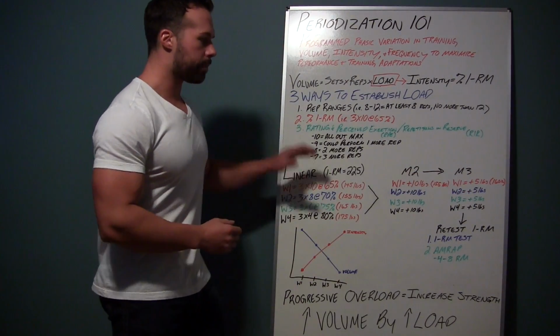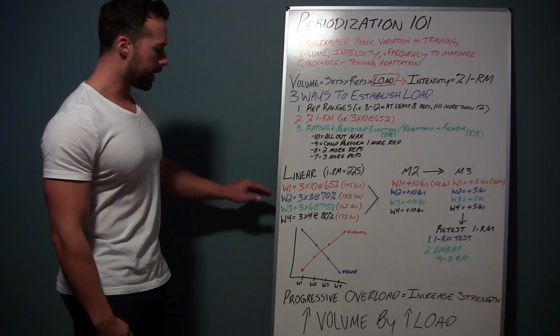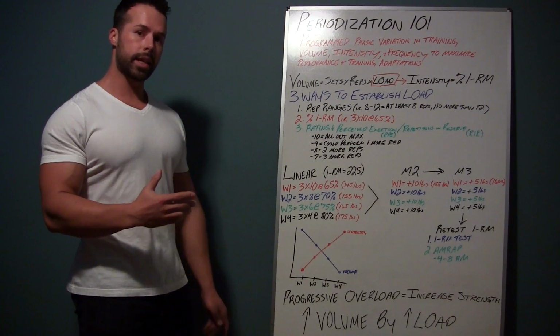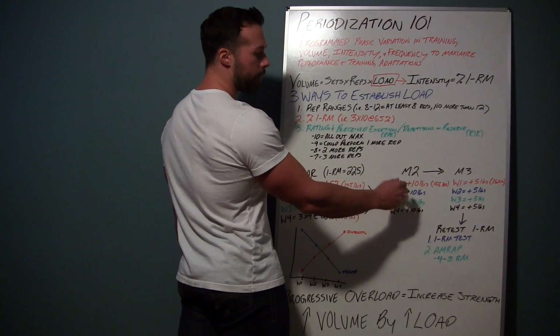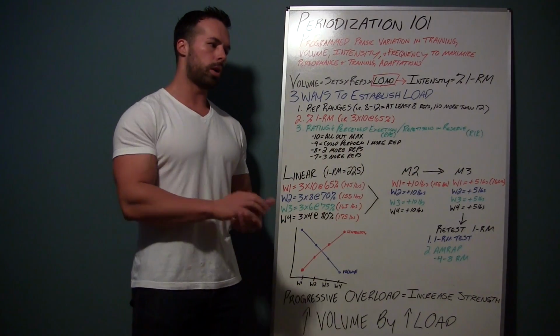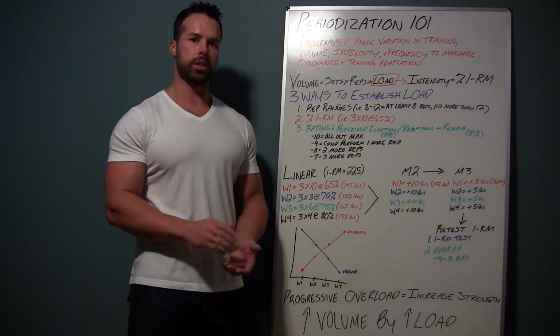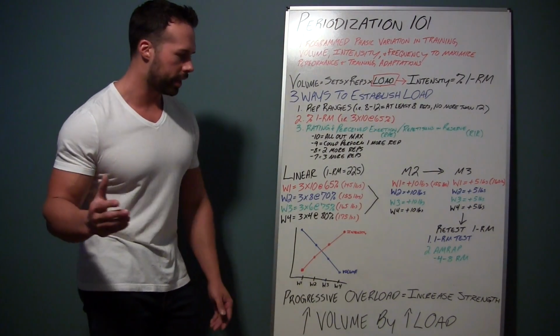So this is a basic model of periodization. Each week, your volume and intensity are changing. And taking it a step further, each month you're going to increase your training volume by increasing your training load. This is basically how you pre-build progressive overload into your training.